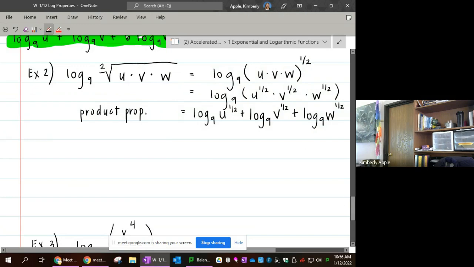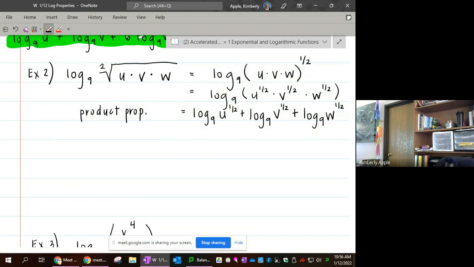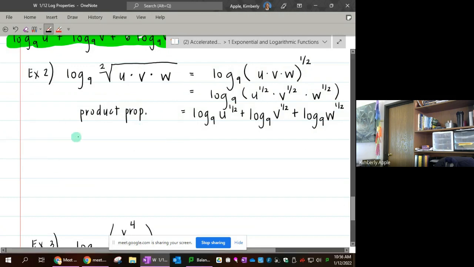Well, now we're kind of at a similar place where we were in the first one, to where the only thing left are those powers that need to be dealt with. So now we'll apply the power property, and we will bring all these exponents in front of the logarithms as a multiplication. So that's 1/2 times the log base 9 of u plus 1/2 times the log base 9 of v plus 1/2 times the log base 9 of w.